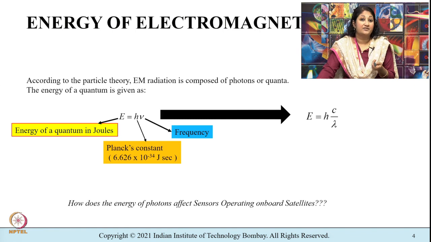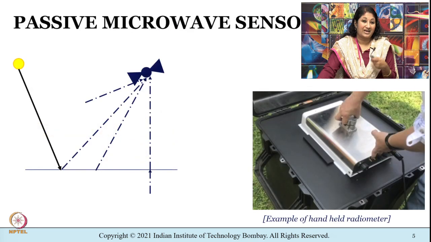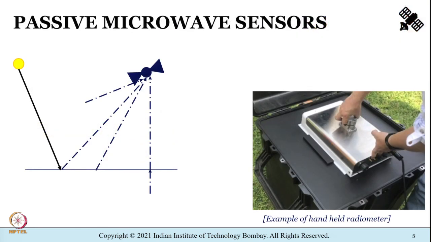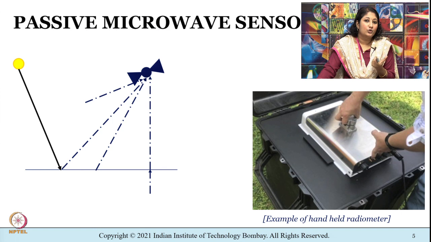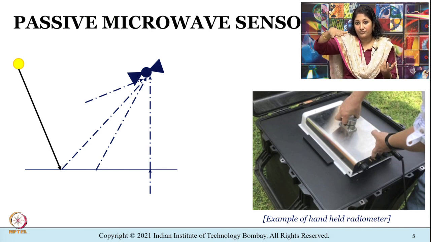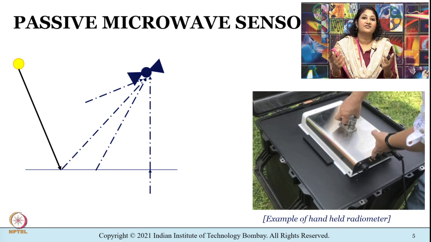Coming on to the passive sensors now, because we have discussed active sensors, we have discussed active remote sensing. Now, on to passive sensors. An example of a downward viewing spaceborne instrument that operates on passive microwave remote sensing is called a radiometer. Radiometers on board satellites are downward viewing instruments that operate on passive microwave remote sensing. So, what does a radiometer typically see? It is displayed in the form of a small caricature here.